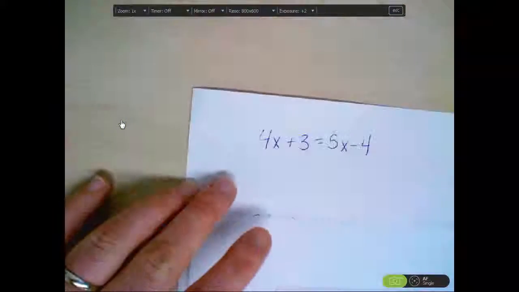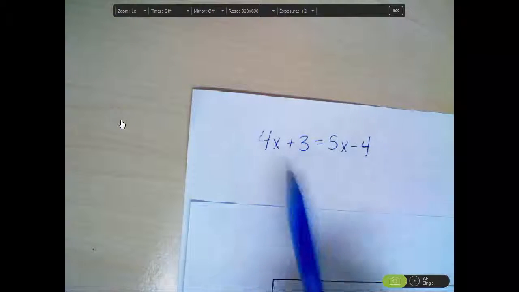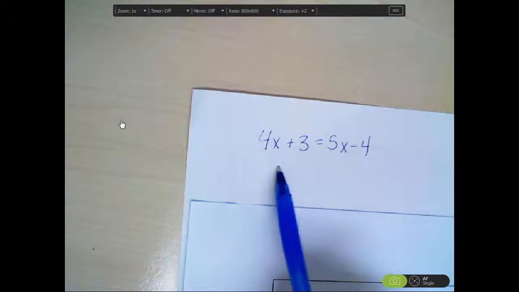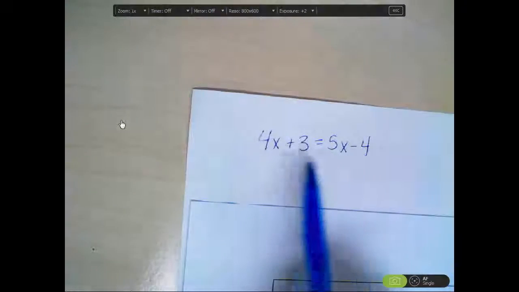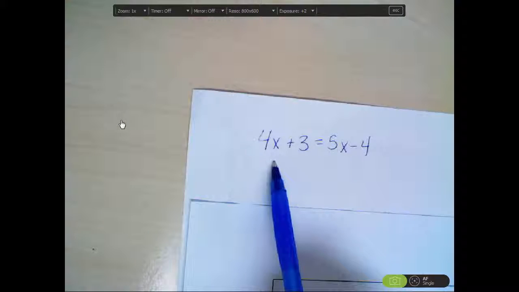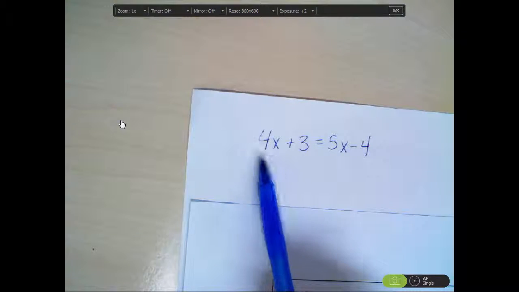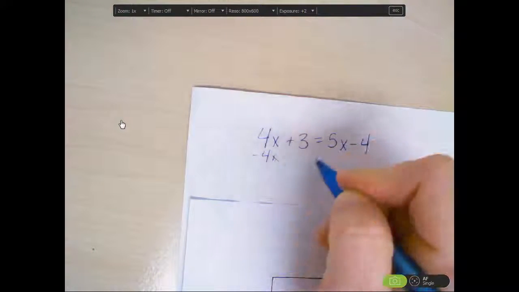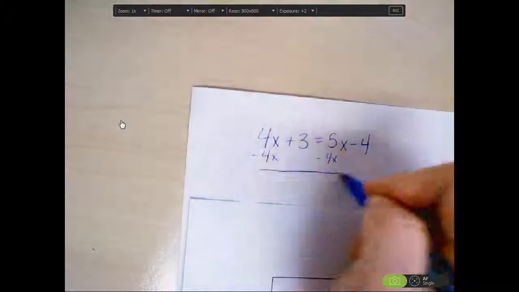Your first example is 4x plus 3 equals 5x minus 4. There's no like terms on the left, there's no like terms on the right, so now we're going to start moving variables to one side and constants to the other. Since 4x is smaller than 5x, we're going to subtract 4x from both sides because it's positive. Even though there's no plus sign there, you know it's positive. So we're going to minus 4x from each side.